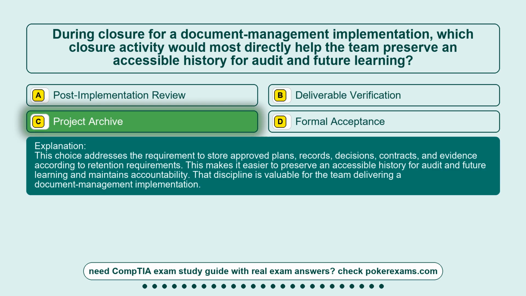This choice addresses the requirement to store approved plans, records, decisions, contracts, and evidence according to retention requirements. This makes it easier to preserve an accessible history for audit and future learning and maintains accountability. That discipline is valuable for the team delivering a document-management implementation.